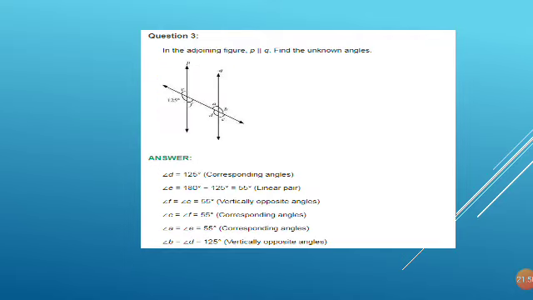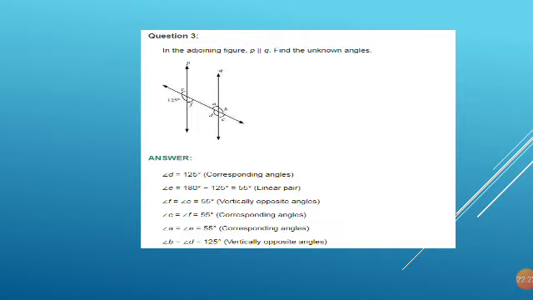In the adjoining figure, P is parallel to Q. Angle D equals 125 degrees. Angle D's value is given, as corresponding angles. Angle E is 180 degrees minus 125 degrees, because angle E and D form a linear pair. So 180 degrees minus 125 degrees, we get a value of 55 degrees. That is a linear pair.